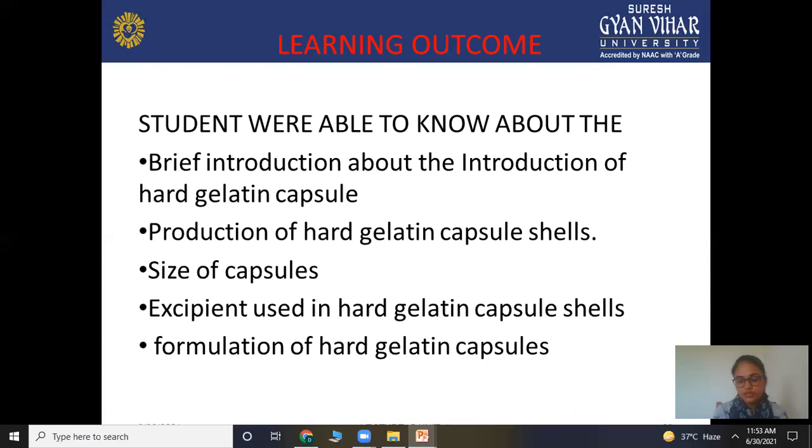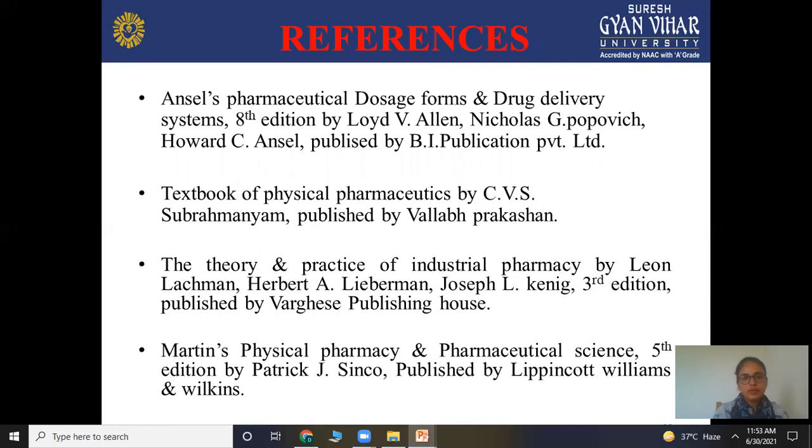If sufficient weight is not formed, or your capsule doesn't have sufficient weight, then you use this filler and diluent to make up the specific volume. This is about the learning outcomes of this topic. After this learning outcome, there's a reference part.